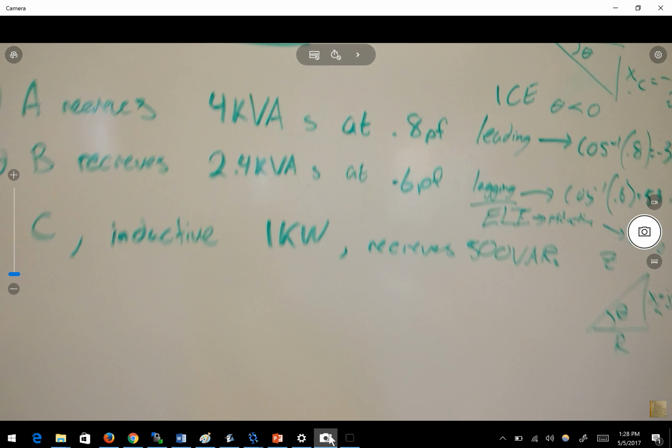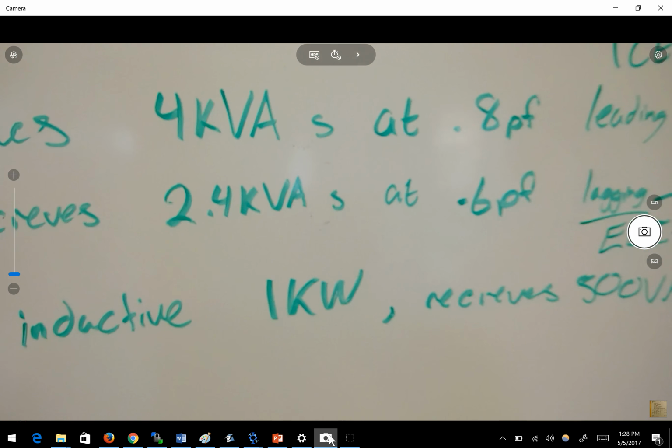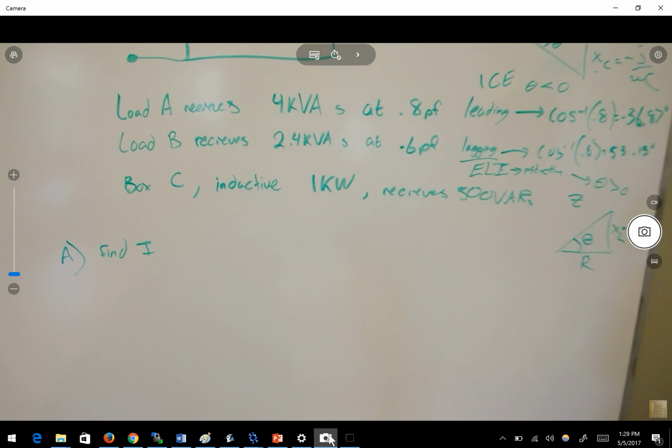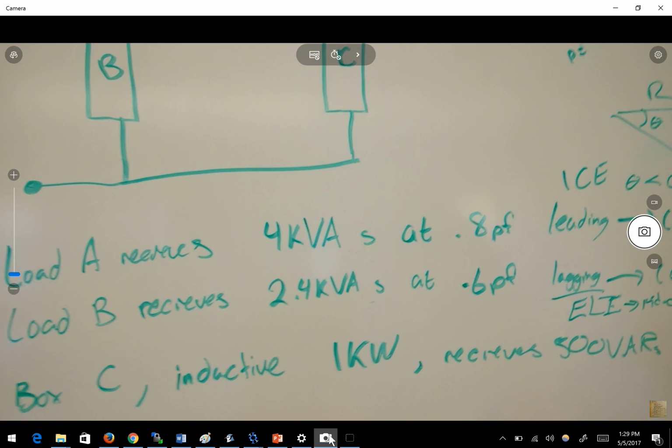And then given P and Q, you can find the angle as well, right? Just draw the power triangle and find that. And that's a positive 500 VARs, so that would be.